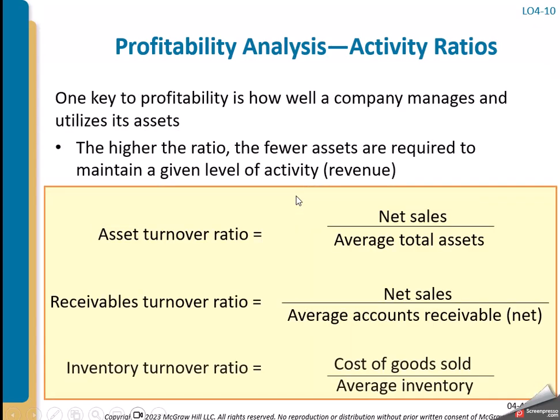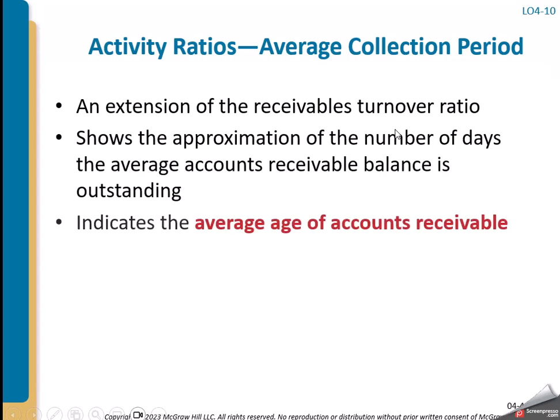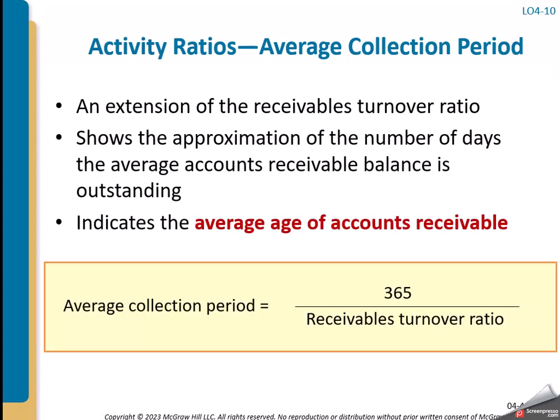And then our activity ratios, we have our asset turnover ratio, net sales divided by total assets, our receivable turnover ratio, net sales divided by our average accounts receivable, and then our inventory turnover, cost of goods sold divided by average inventory. Now notice when it says average, it means we have to add our beginning balance to our ending balance and calculate an average.